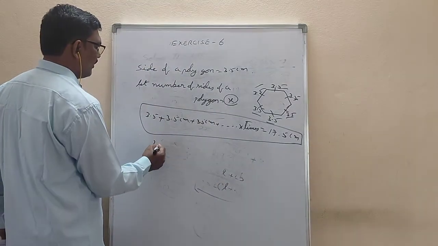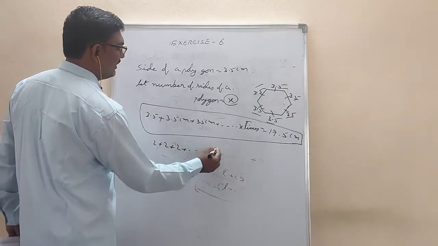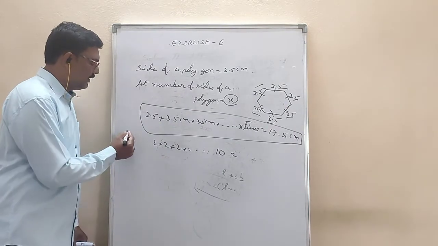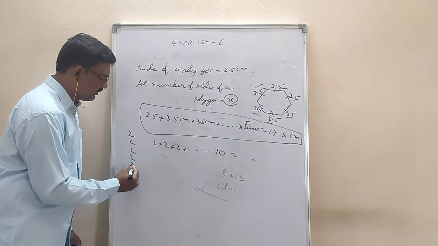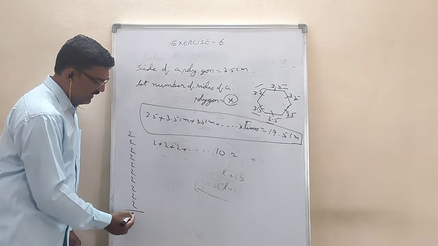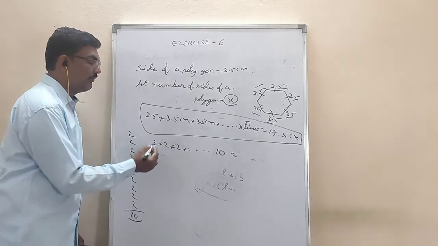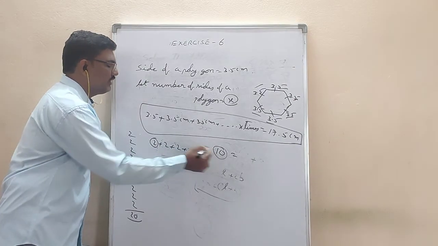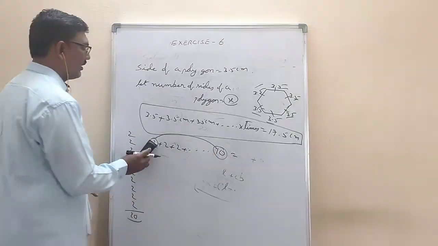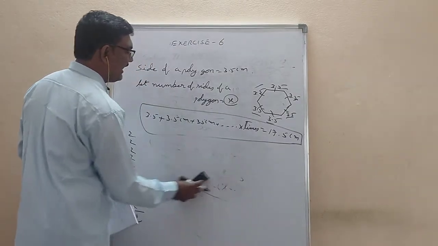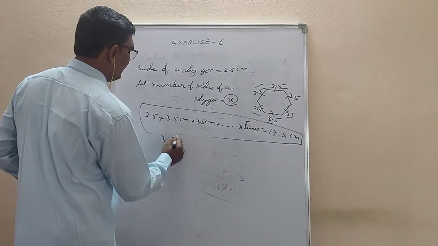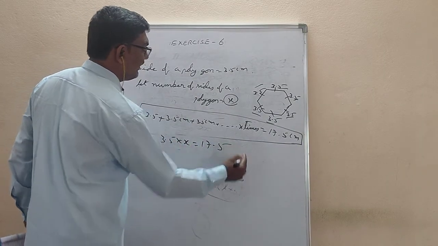See, 2 rupees, 2 rupees, 2 rupees, like that, 10 members you collected money. How much money is there? No need of writing 2 plus 2 plus 2 ten times. Adding gives 20. Take the number and how many times it is repeated; if you multiply these two, you get the same answer. Like that, 3.5 repeated x times, so 3.5 into x is equal to 17.5.